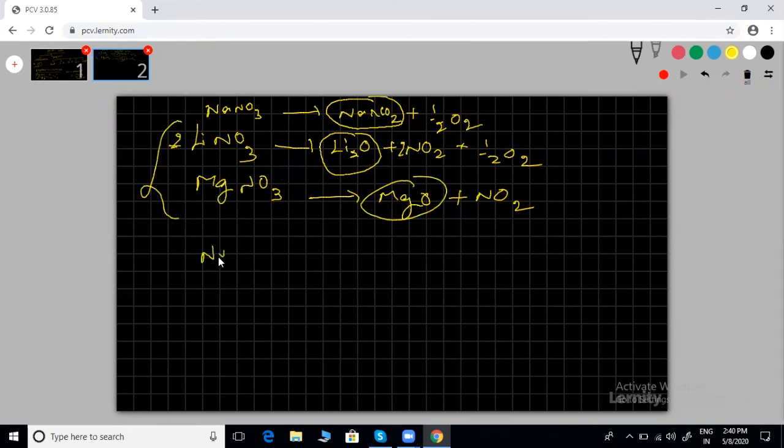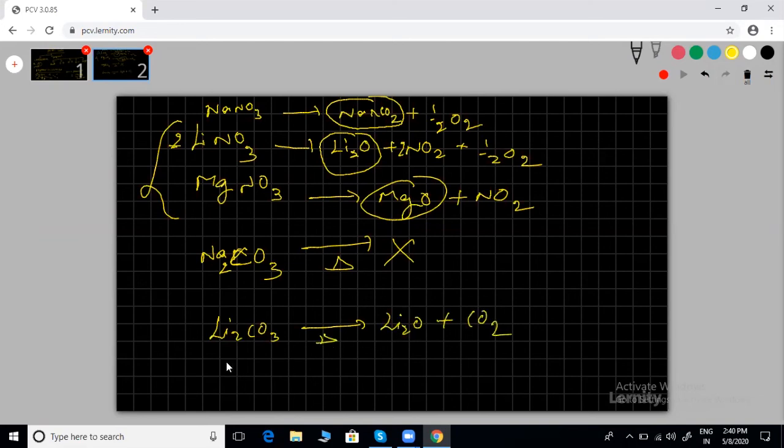Same way, Na2CO3: in our experience, it does not dissociate under normal temperatures. But Li2CO3 easily gives Li2O plus CO2. Magnesium carbonate, you can heat, will give MgO plus CO2. All these are because of diagonal relationship. Clear? You may study later in the groups also, but for idea purposes I am giving this. Clear?